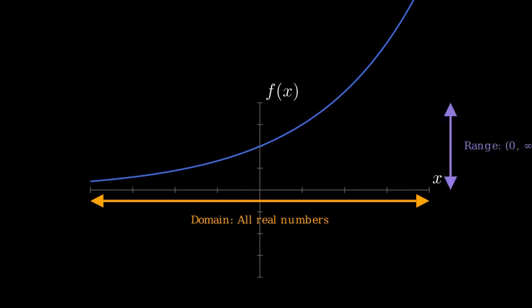The y-intercept occurs when x equals 0. Since b to the power of 0 is 1, the y-intercept is simply a. An important feature is the horizontal asymptote. As x approaches negative infinity, b to the power of x approaches 0. So the function approaches the x-axis. This means y equals 0 is a horizontal asymptote.